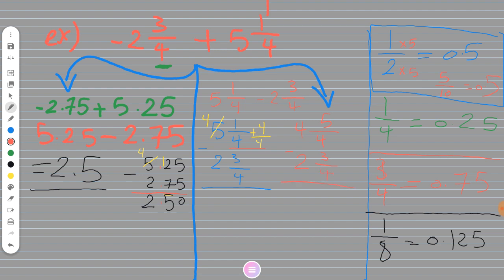Now we can make the subtraction. 5 over 4 minus 3 over 4. 4 is common, so we put 4. Yes? 5 minus 3, 2. Yes, it's 2. 4 minus 2, yes, it's 2.